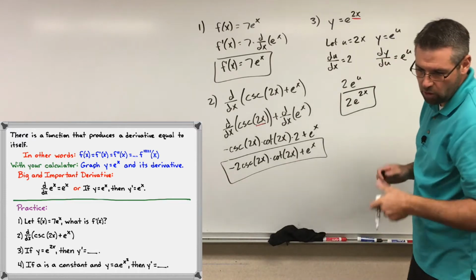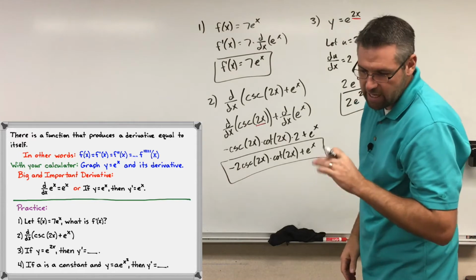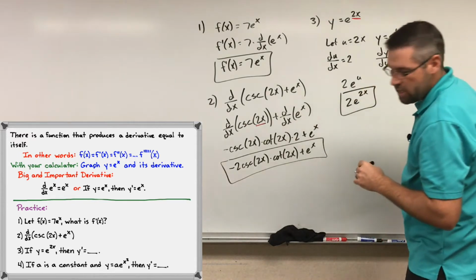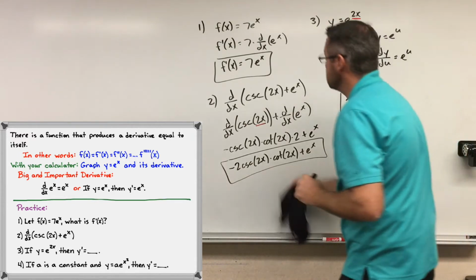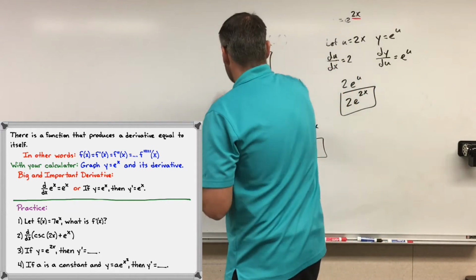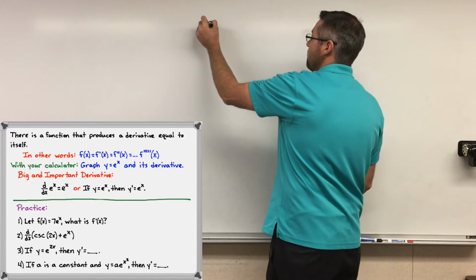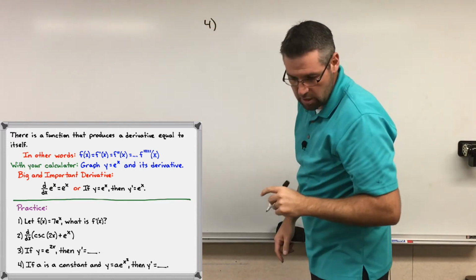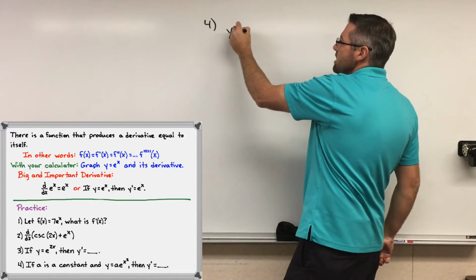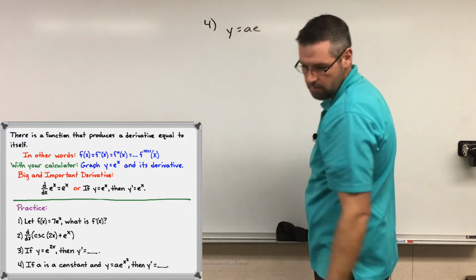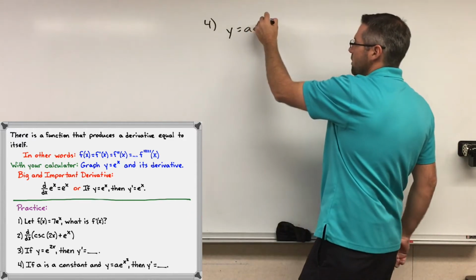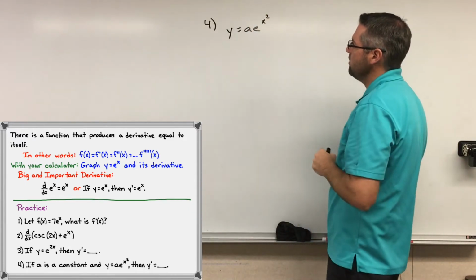And then number 4, it says if a is a constant, and we have, I better erase this because I might need a little bit more space here. Number 4, a is a constant, and we have y equals a times e to the x squared. And we're looking for y prime.